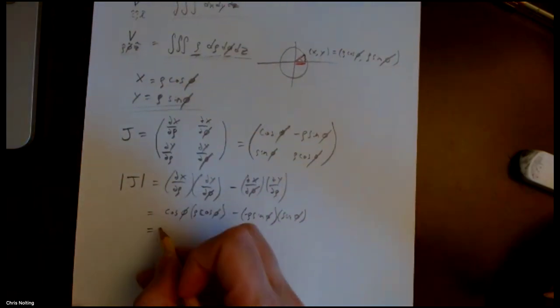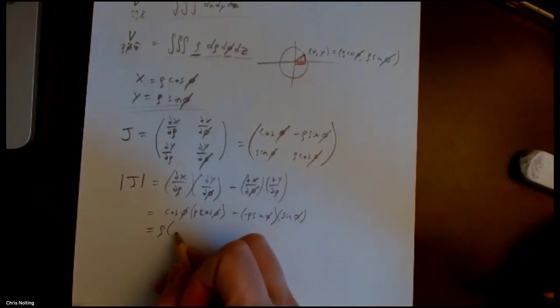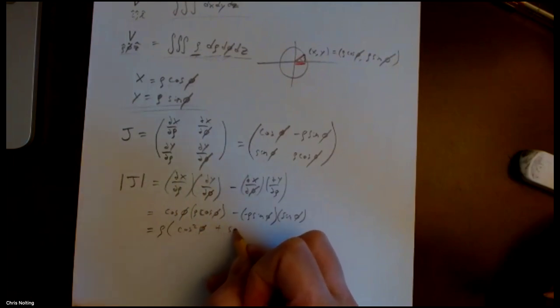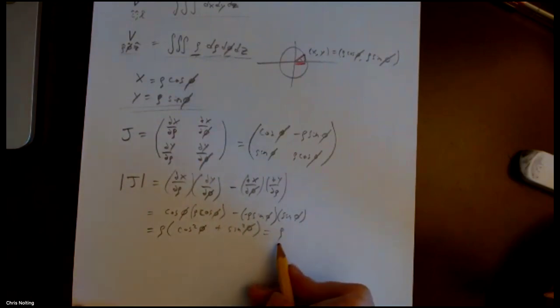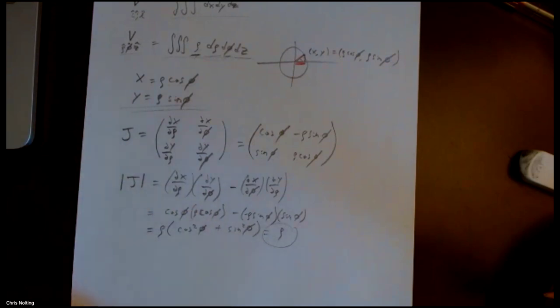Then we get rho, and I'll factor that rho out because there's a rho in this term as well. We get cosine squared phi plus sine squared phi, which is just rho. So the determinant of this matrix is just rho, the cylindrical radius.